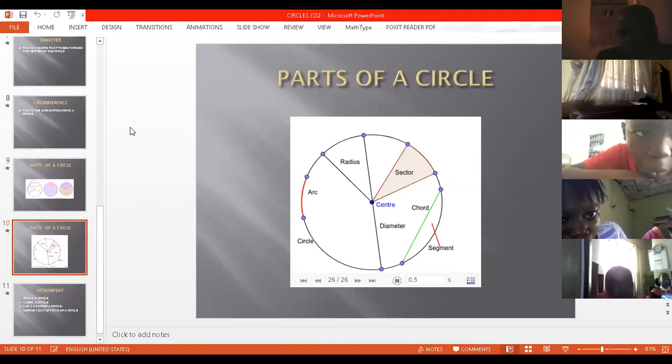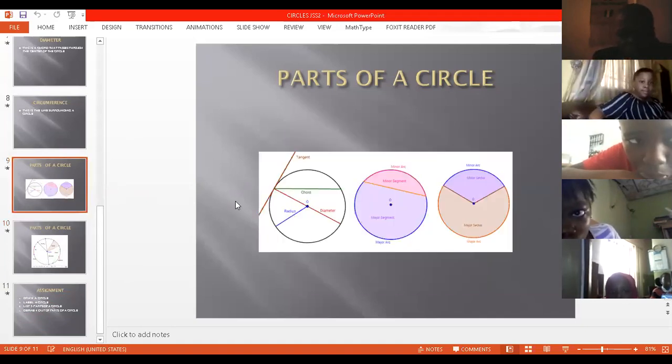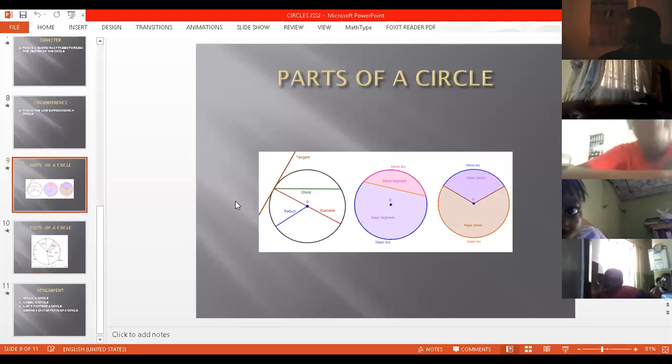These are parts of a circle. Now, on the circle that you have drawn, I will need you to put in all these parts of the circle that you can see on your screen. I need you to input all the parts of a circle that you can see on the screen on the circle that you have drawn. If you have done that, just type in yes.